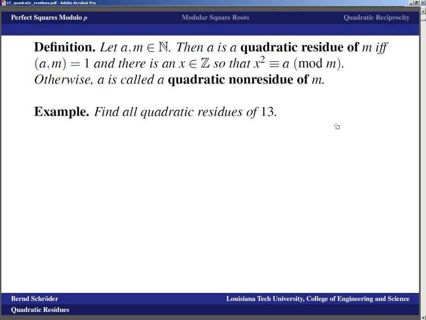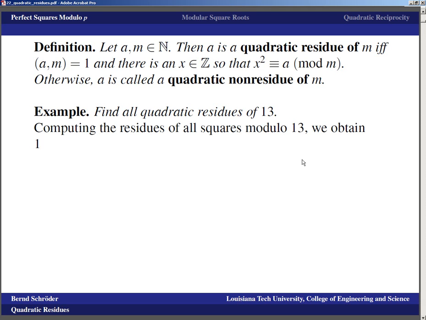As an example, if we want to find all the quadratic residues of 13, as long as the number is small, all we do is simply square all the numbers from 1 through 12, because 13 is prime, so every number between 1 and 12 has greatest common divisor 1 with 13. So what do we get? Well, compute the residues. 1 squared is 1, 2 squared is 4, 3 squared is 9, 4 squared is 16, which ends up being 3. 5 squared is 25, which ends up being 12.